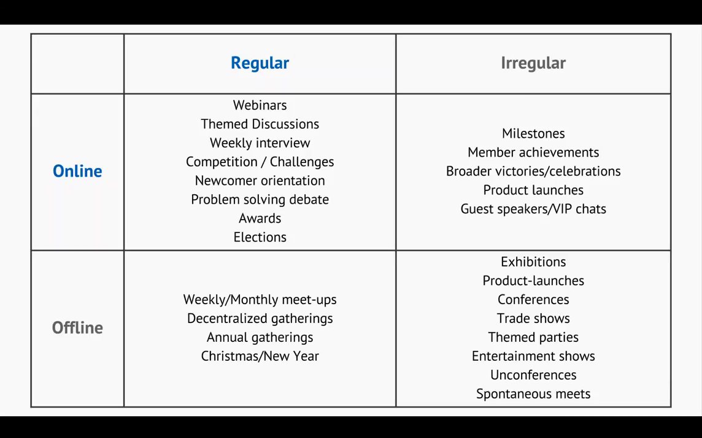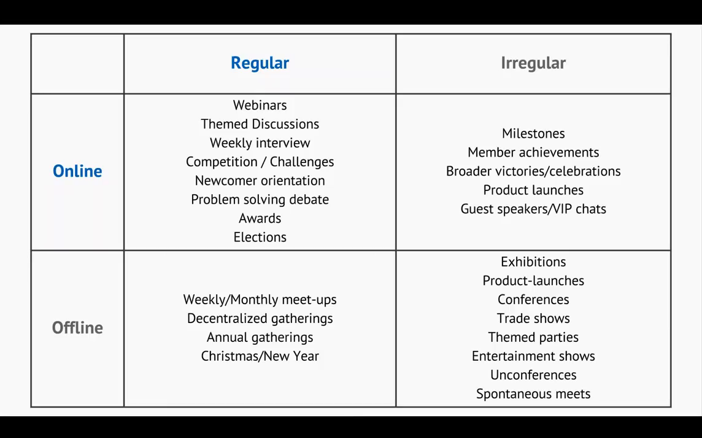Then we have what we call irregular online events. When you reach a specific milestone, when members achieve something important, when you're launching a new product, when you have someone that's so amazing, such a great guest speaker, that you can make a really big deal of it, where it's more of a celebration. And then there's irregular offline events, which is all the things you see in the bottom right here. Things like exhibitions and product launches and conferences, all these really cool things that members can meet up with one another, that can move the community forward, that can build these really powerful, really unshakable bonds among your members.